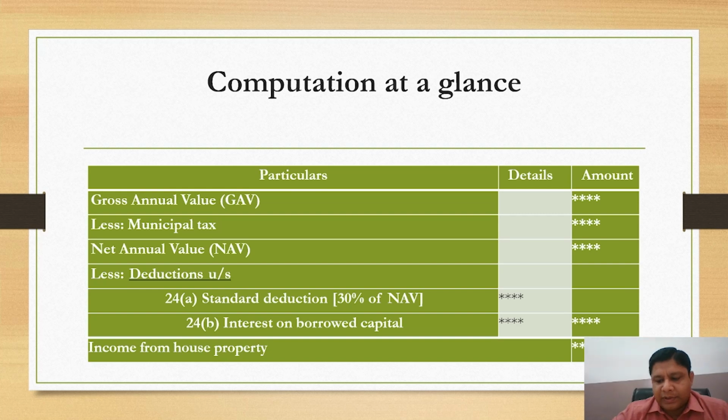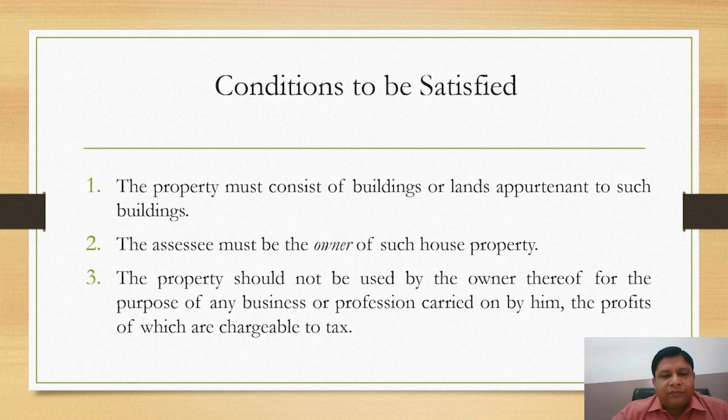Moving ahead, for working on income from house property, there are certain conditions which need to be satisfied. First condition, the property must consist of buildings or lands appurtenant to such buildings. Second, the assessee must be the owner of such house property. The property should not be used by the owner for the purpose of any business or profession carried on by him, the profits of which are chargeable to tax.